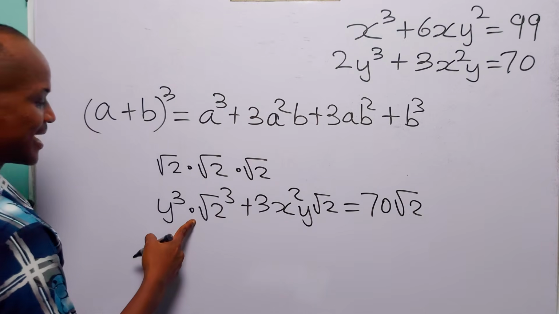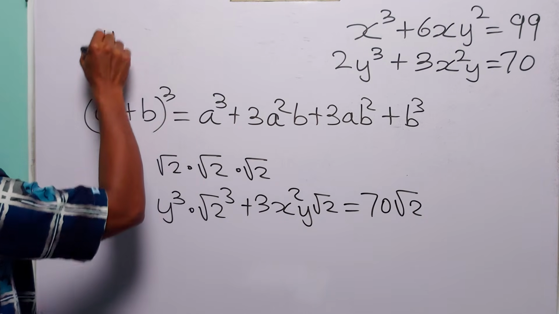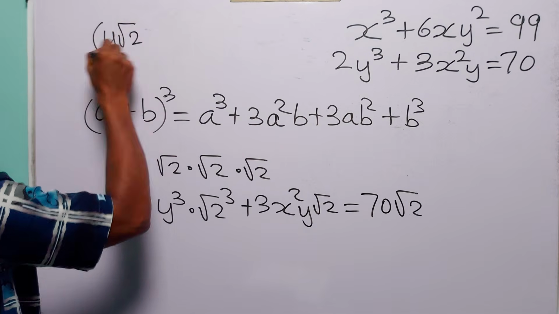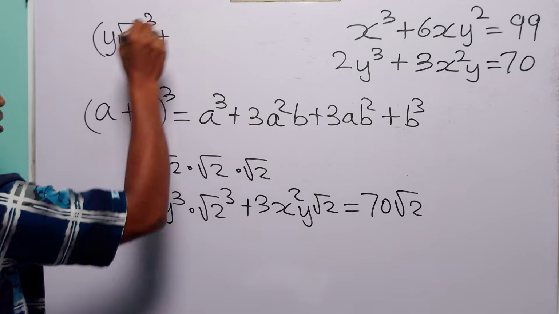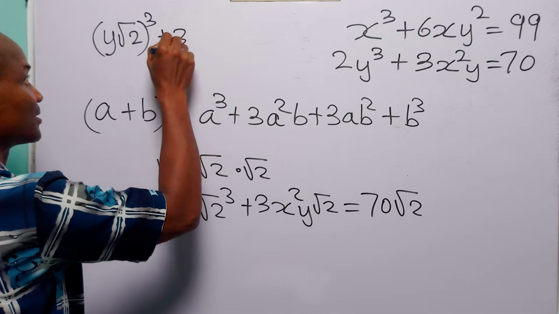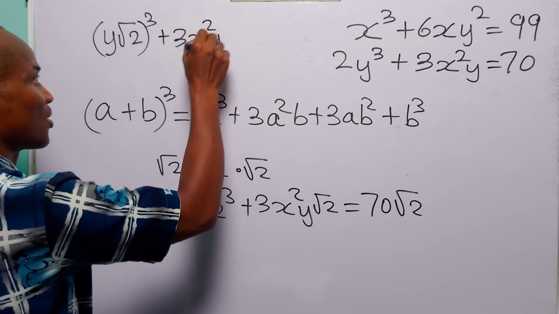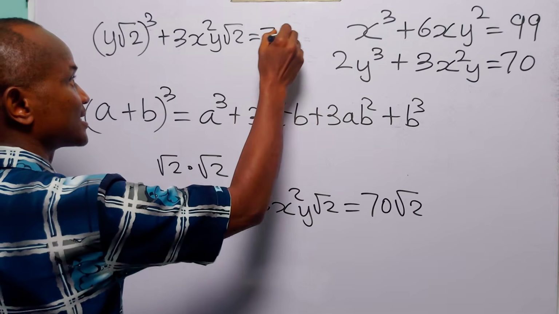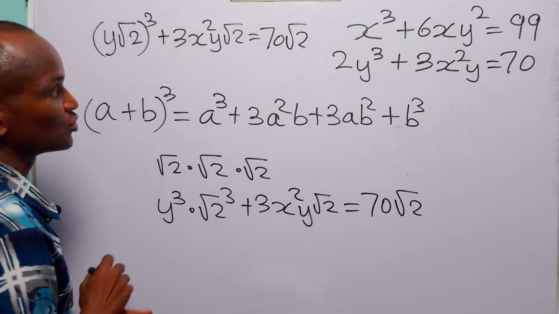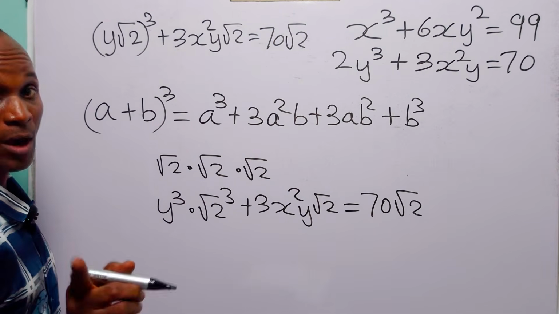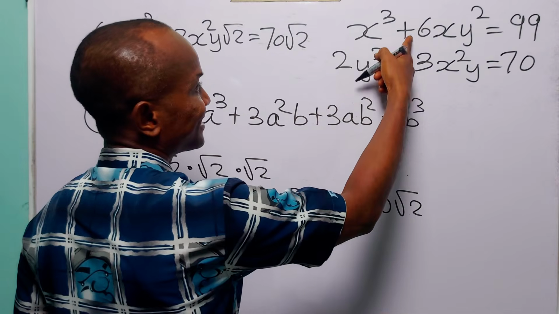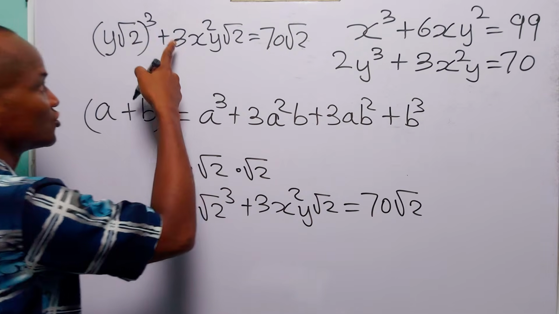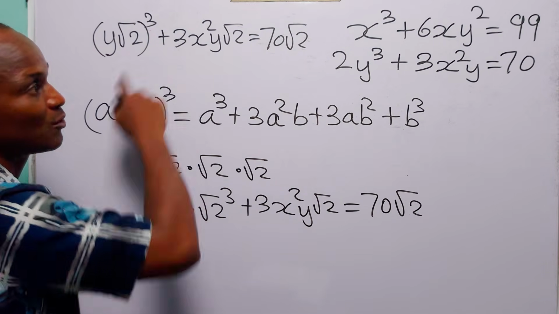Now, we can write this as (y root 2) cubed plus 3x squared y root 2, and this is equal to 70 root 2. Now what we are going to do is that we will add the first equation to this modified second equation.